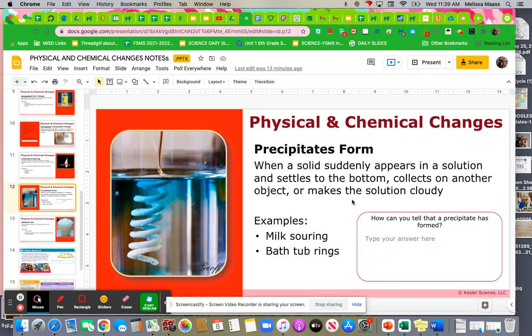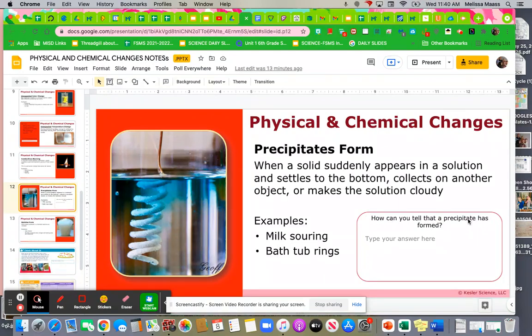All right. Examples: milk souring. If you've ever seen milk and it has those chunks in it, your milk is very, very expired and it smells terrible. So it's going to have the solid chunks in it. So that's souring. And certain bathtub rings, if you've ever seen that, if your bathtub is dirty, you can get bathtub rings. But a great example, I always go to milk souring.